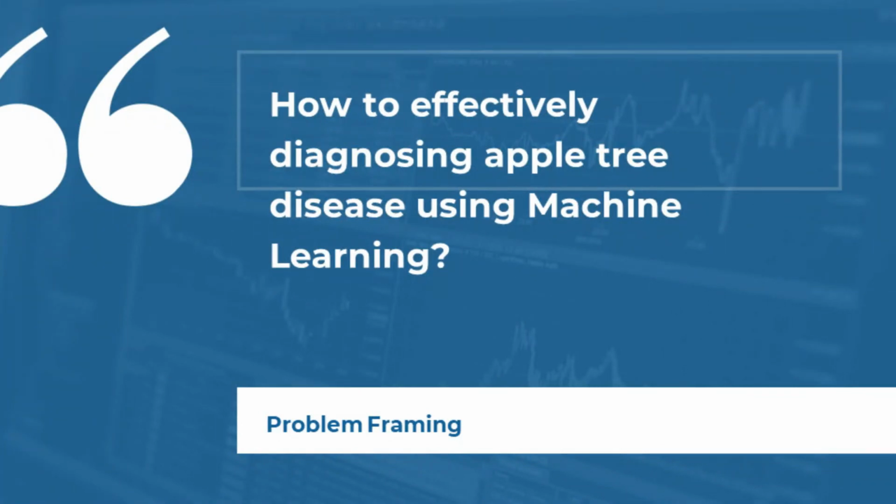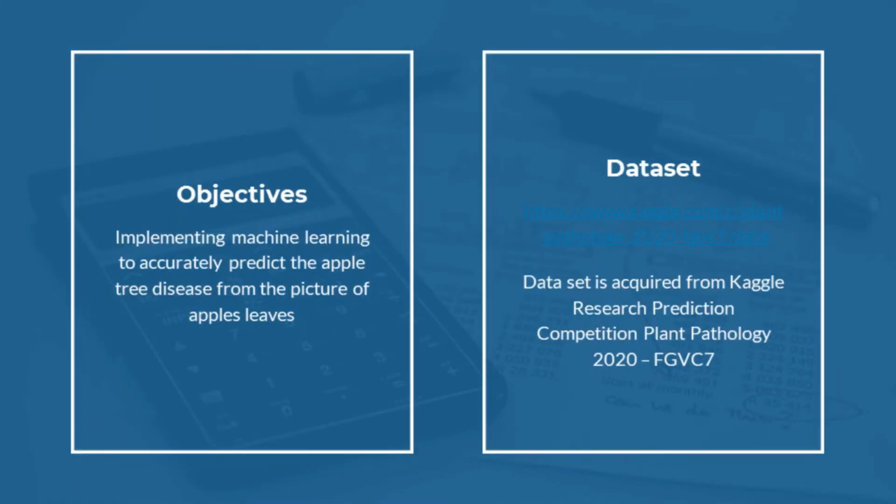The main problem we'll solve in this project is how to effectively diagnose apple tree disease by machine learning. The objective of this case is to implement machine learning to accurately predict apple tree disease through pictures of apple leaves. We can implement machine learning by teaching it the patterns of the data.